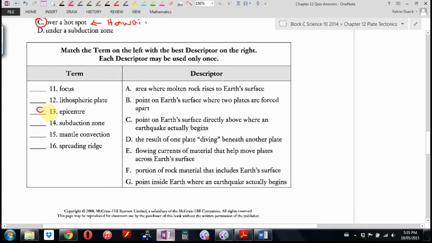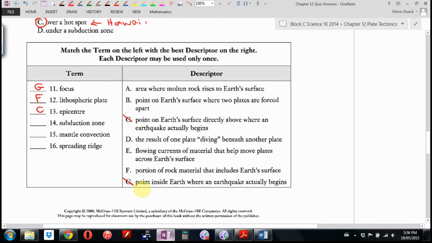C. The focus is the point inside the earth where an earthquake actually begins. G. What's a lithospheric plate? The lithosphere is the outer layer. It includes the crust and the upper part of the mantle. F. You know what? I can go cross that out.